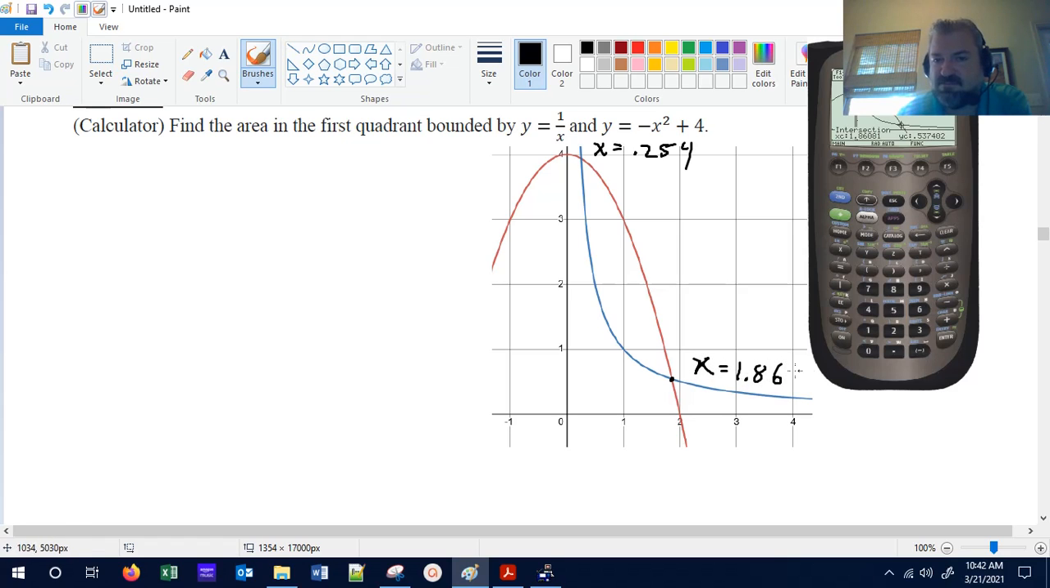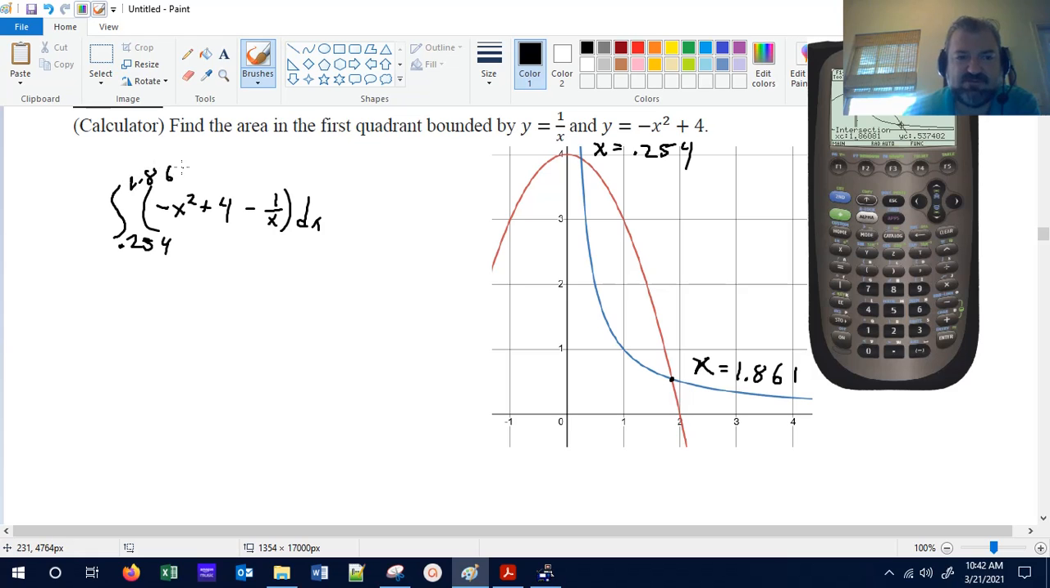.861, we'll say 1.861. So we're going to be finding the integral of the top curve, which is the negative x squared plus 4, minus the bottom curve, which is 1 over x, dx, and we'll be integrating from 0.254 to 1.861. So that gives us another chance to practice doing an integral.